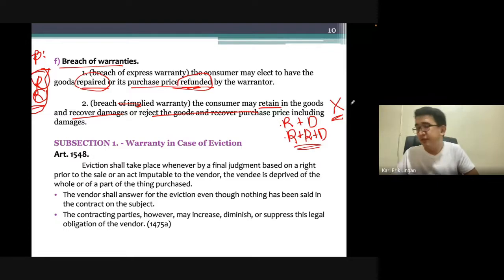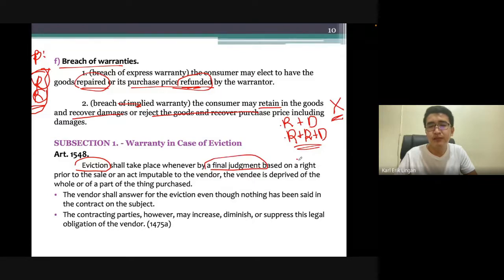Article 1548: eviction shall take place whenever by a final judgment based on a right prior to the sale or an act imputable to the vendor, the vendee is deprived of the whole or part of the thing purchased. The vendee is deprived of the whole or a part of the thing purchased. Okay? Yun yung Article 1548. Ini-explain natin dito yung eviction.